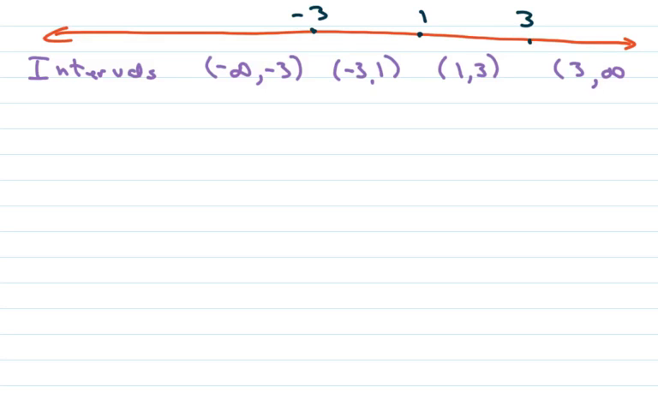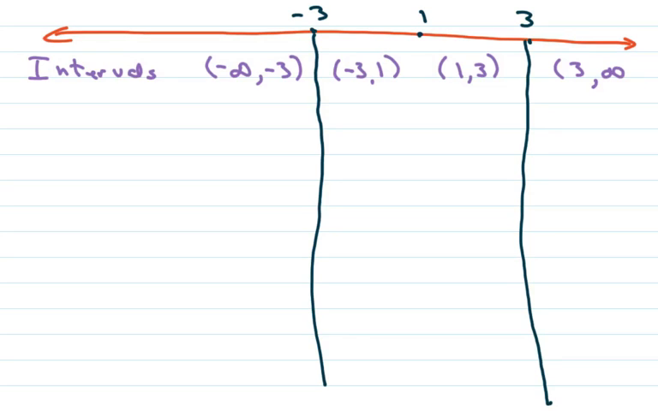Why? Because my vertical asymptotes are at x equals negative 3 and 3, and I also have an intercept at 1. And I want to know what's going on in this portion of the graph and this portion of the graph. I also want to know what is happening between my x intercept.